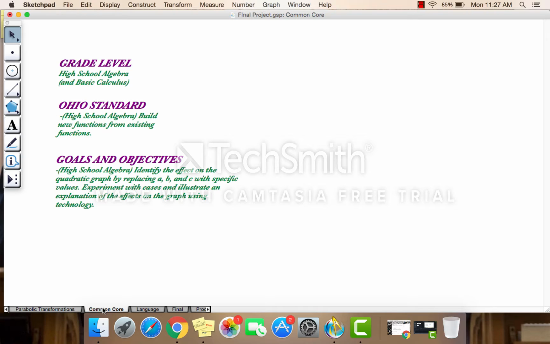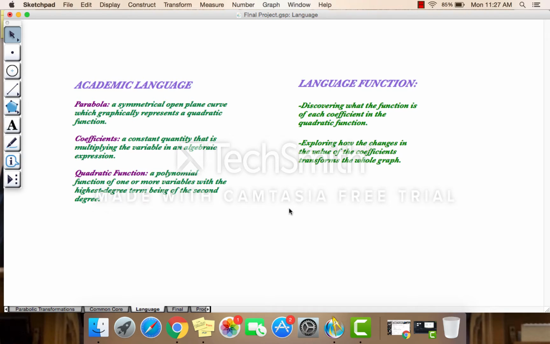Then the goals and objectives will be to identify the effect on the quadratic graph by replacing A, B, and C with specific values, and to experiment with cases and illustrate an explanation of the effects on the graph using technology. So the academic language is going to be parabola, which is a symmetrical open plane curve which graphically represents a quadratic function. So it's going to look like a U shape.